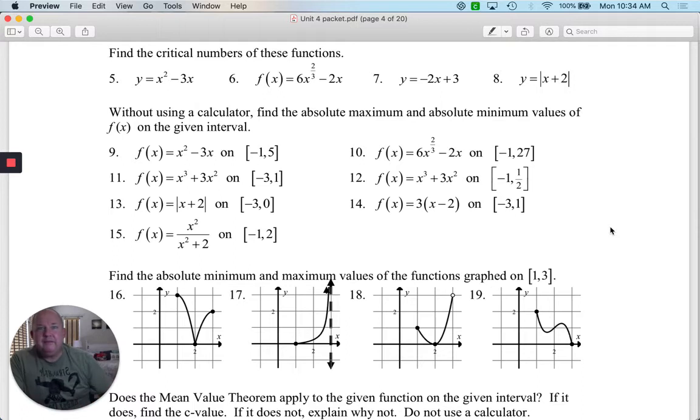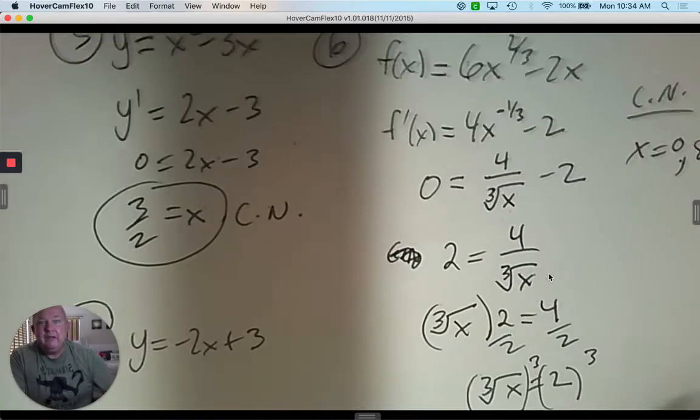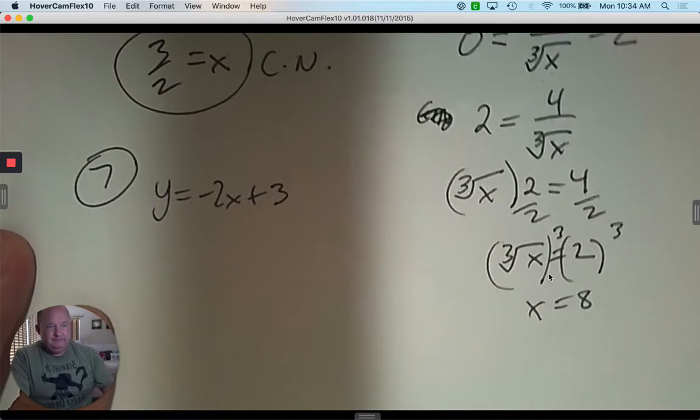So number 7 is y equals negative 2x plus 3. So this would be a great opportunity for you to try first. Can you find the critical values for that function? See if you can do it. Then I'll do it. Press pause. Let me figure this out. All right, you ready? Let's see how you did. So, step number 1.